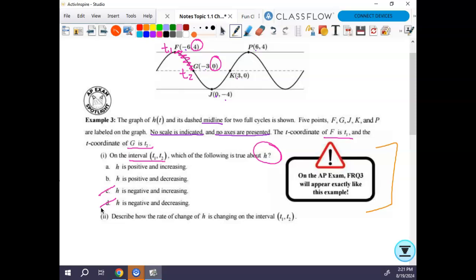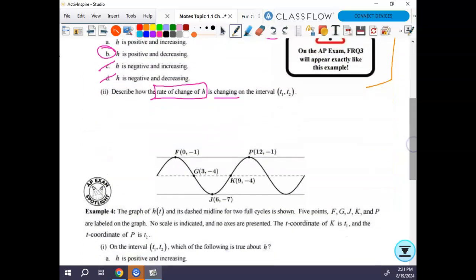Then is the function increasing or decreasing there? Decreasing, because once again we look at the Y values, and the Y values are going from 4 to 0. As I go here, it's decreasing, so H is positive and decreasing there. Okay, we good on that? Ask me a question. All right, so then it says describe how the rate of change of H is changing. So as soon as I see rate of change, I want to write down my fun chart.